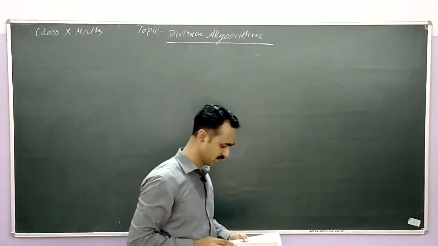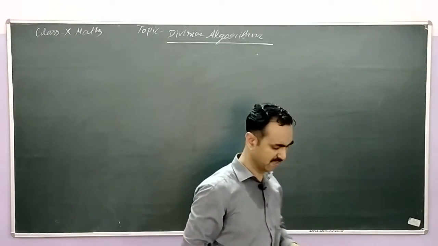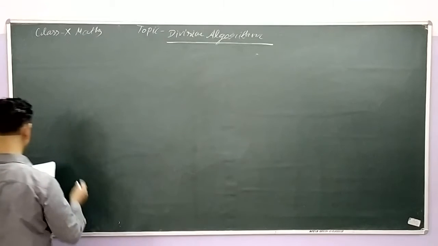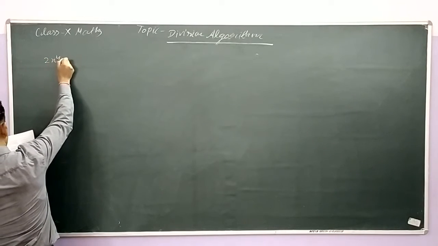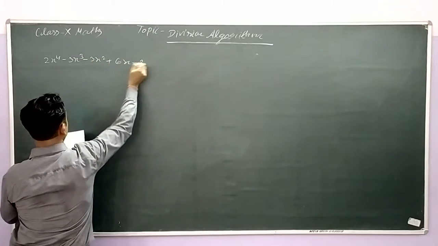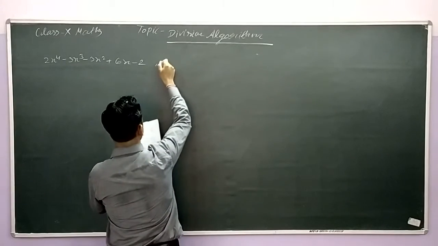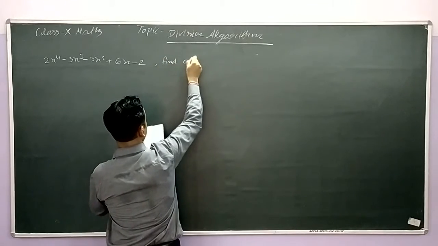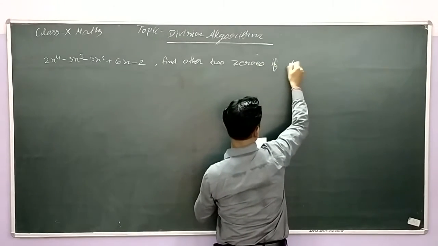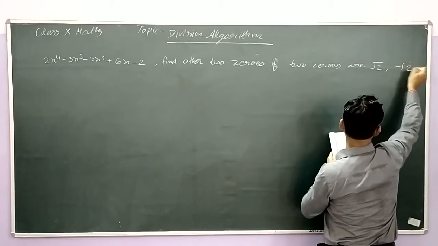Now example number 9: find all the other zeros of the given polynomial if you know that two of its zeros are √2 and -√2. So let's see this question. The polynomial is 2x raised to 4 minus 3x cube minus 3x square plus 6x minus 2. Mostly this question comes in the board exam, so note it down very carefully and find the other two zeros if two zeros are √2 and -√2.